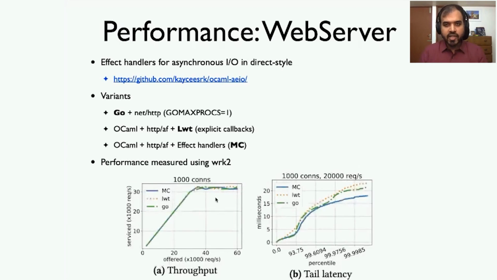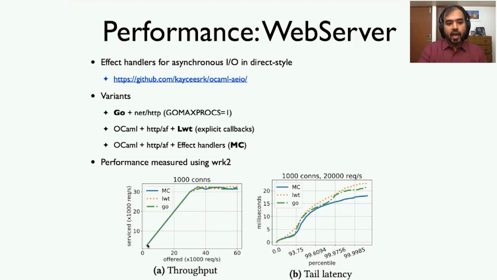So here are the throughput and tail latency results. And the way to read this is this. In the throughput experiment, we establish 1,000 open connections, and we bombard the web server with lots of requests, starting from a very small number of requests up to 60,000 requests per second. We run the benchmark for 60 seconds, and we measure the service rate. So we look at how many requests are actually serviced.